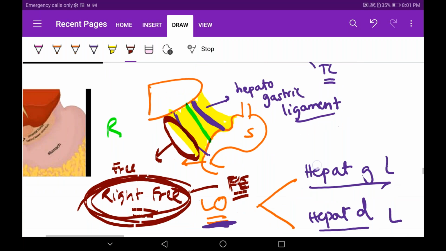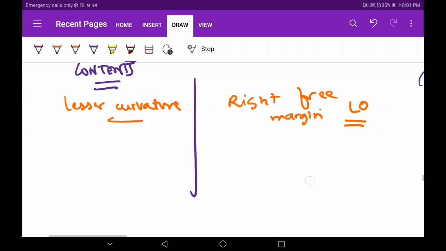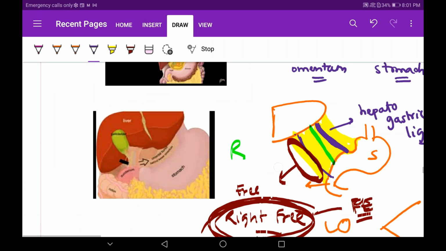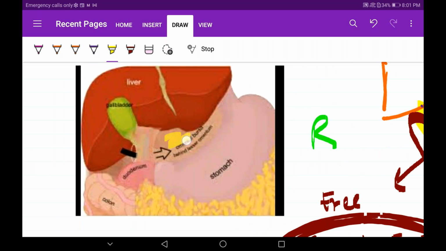Okay, so now right free margin, what all will be there? All the things which are passing from the porta hepatis, that is portal vein, hepatic artery and bile duct. So now when you look over here, this is our whole lesser omentum, right? Now I'm telling you this border is free. You can see clearly, right? This porta hepatis, what are the contents?